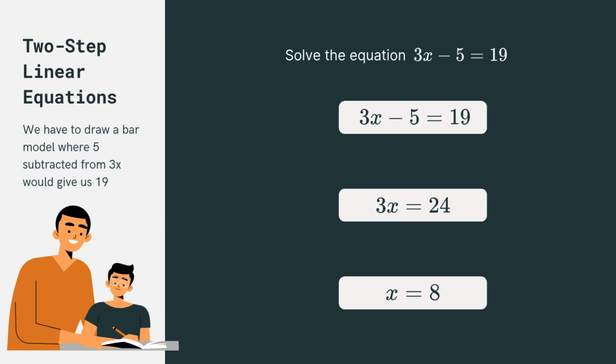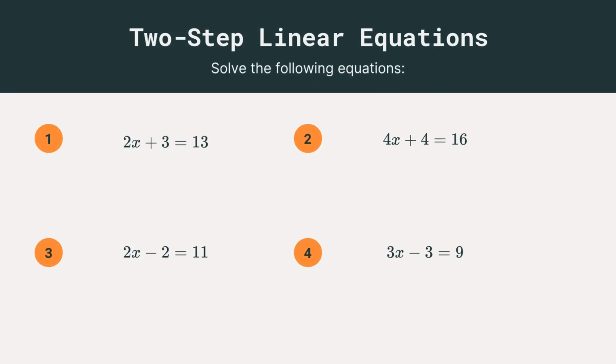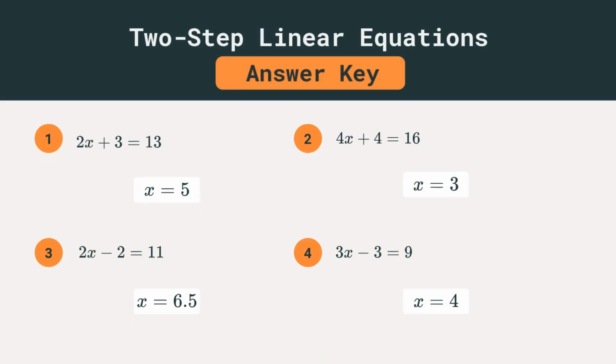We've got more equations to solve. This time, let's tackle 2x plus 3 is equal to 13 and a few others. It's like being a math detective, finding clues and solving the mystery. Let's check our detective work. For 2x plus 3 is equal to 13, x is 5. And for 4x plus 4 is equal to 16, x turns out to be 3. We've got a few more solved here, like 3x minus 3 is equal to 9, which means x is 4. Great job solving these.